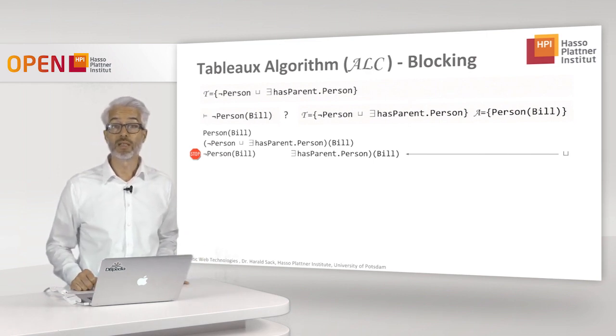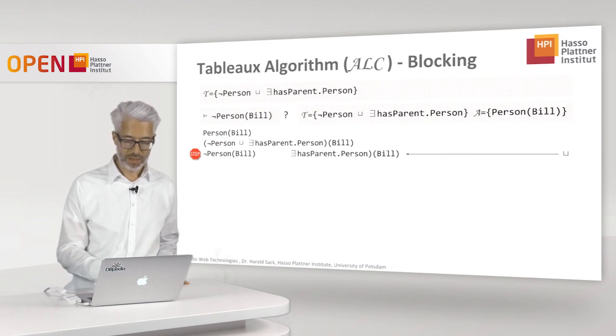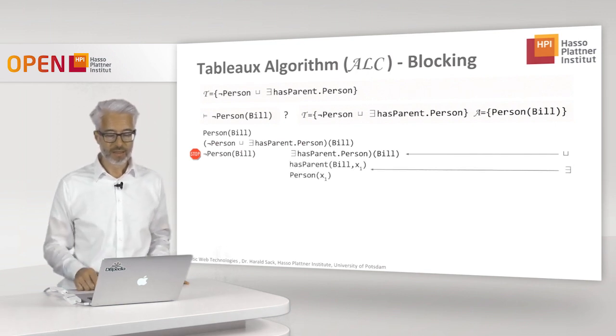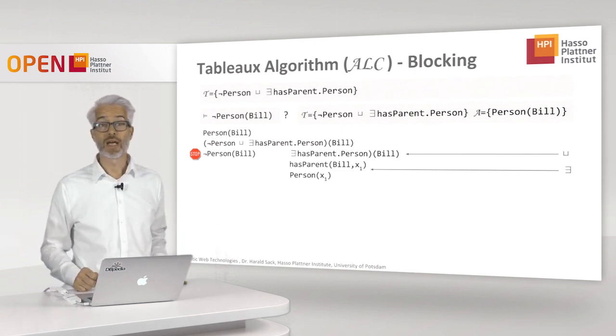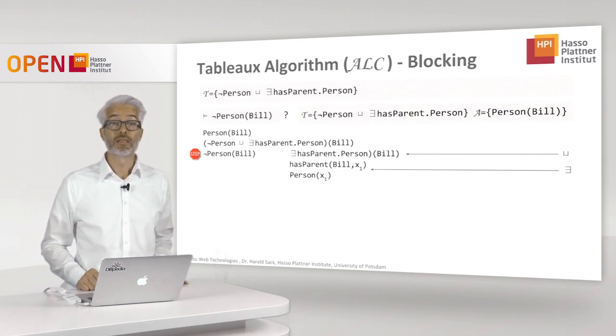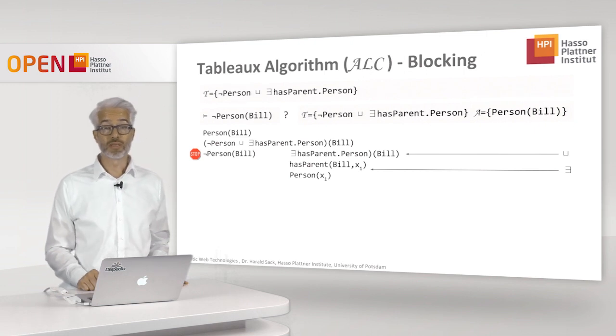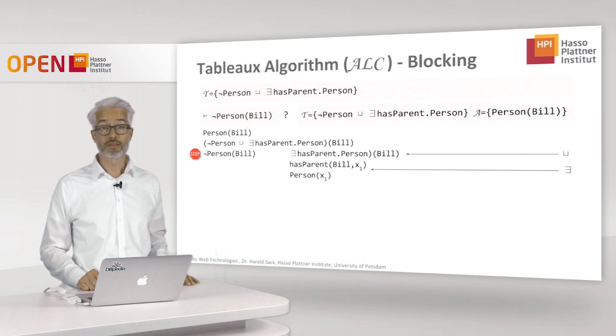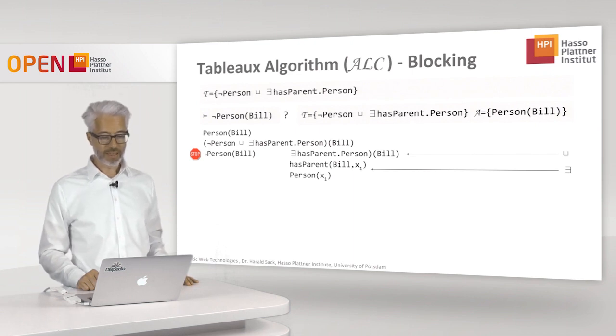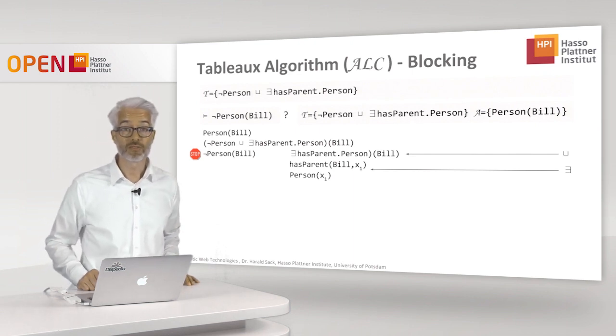Here we state that Bill has a parent which is a person, which means we can infer there must be a new individual, we call it here x1, and this is the parent of Bill. And simply because of the restriction to the class person, we can also conclude that, of course, x1 must be a member of the class person.